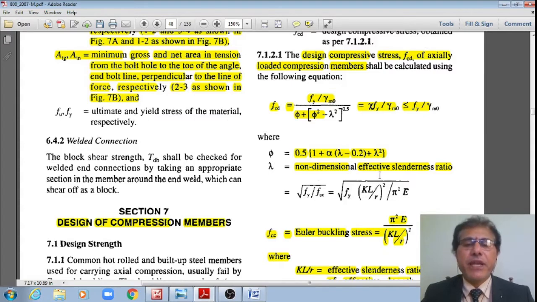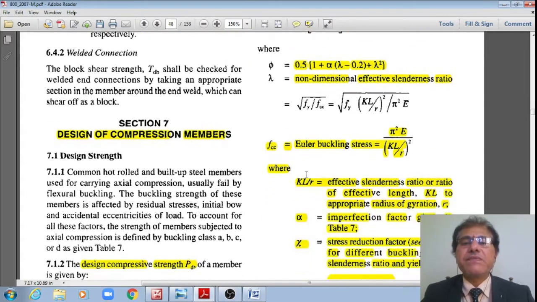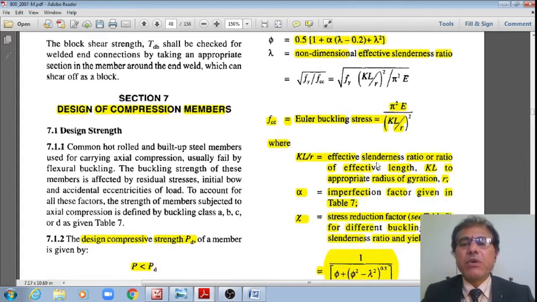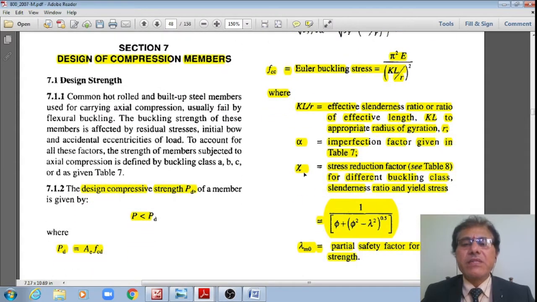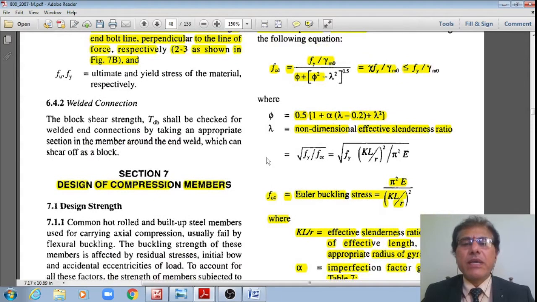is equal to 0.5 multiplied by 1 plus alpha multiplied by lambda minus 0.2 plus lambda whole square, where lambda is the non-dimensional effective slenderness ratio given by square root of Fy divided by FCC, that is square root of Fy multiplied by KL by r whole square divided by pi square E, where FCC is the Euler buckling stress given by pi square E divided by lambda whole square, where lambda is equal to KL by r. Even this stress reduction factor is given by 1 divided by phi plus square root of phi square minus lambda square. That is how. Now I'll calculate this phi value.